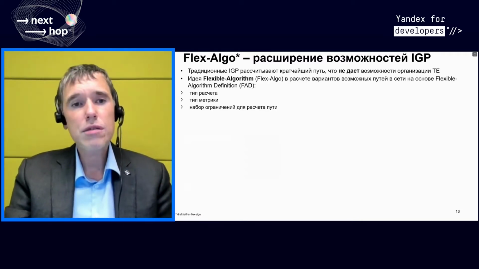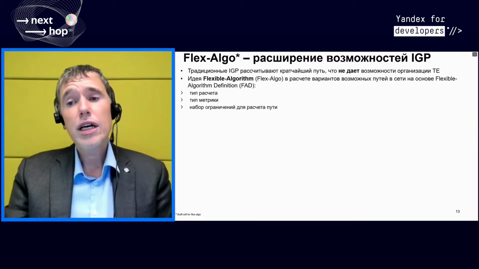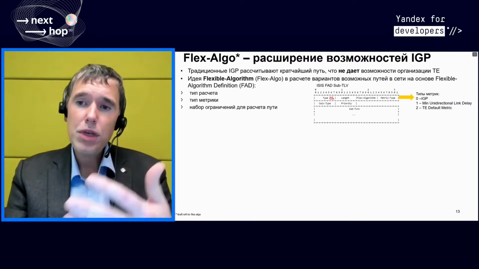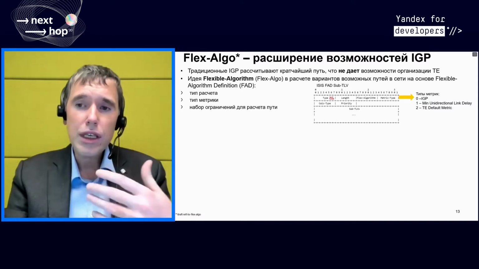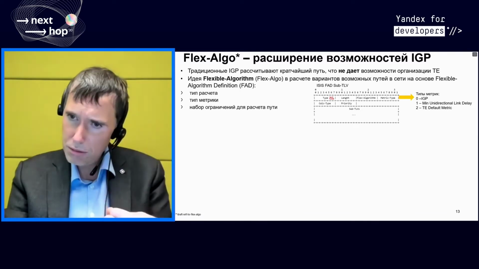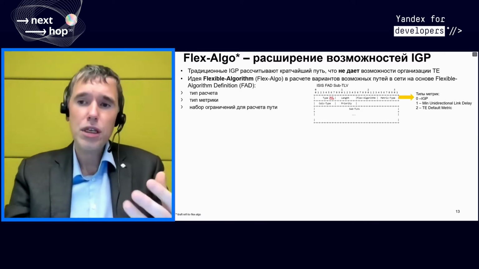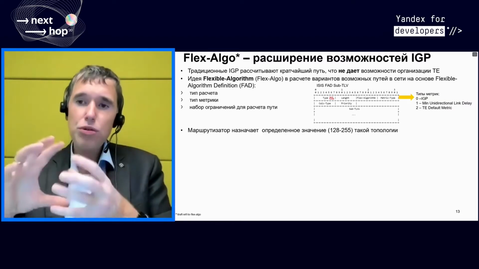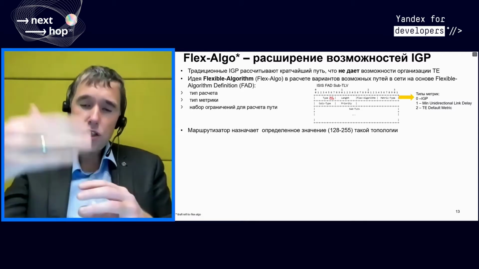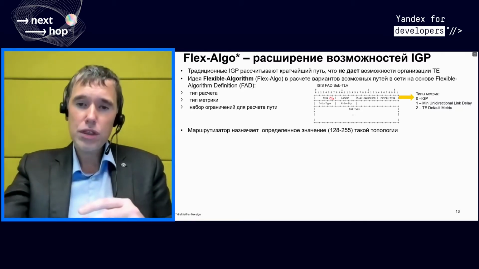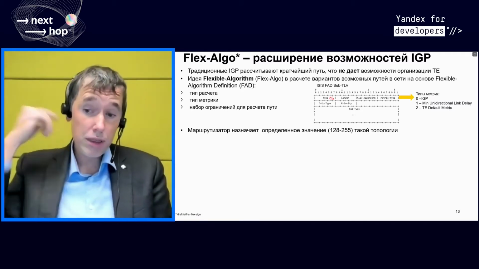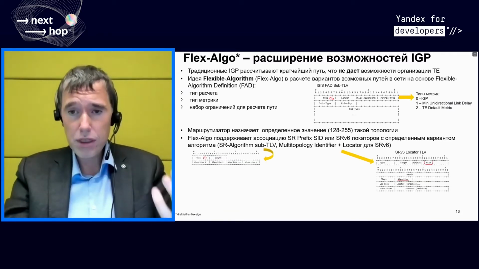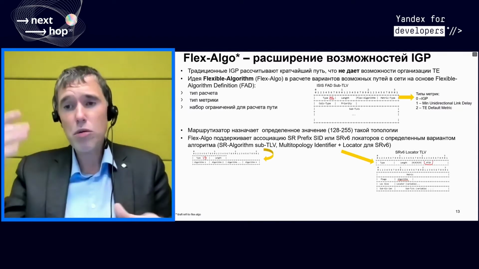The first attempt of implementing traffic engineering is a mechanism which is called Flex Algorithm, flexible algorithm, or Flex Algo. The idea is to calculate different options of possible paths based on an algorithm definition. Some additional metrics are used for that. Thanks to the IGP protocol, we can build different paths, and they can have different values ranging from 0 to 255.